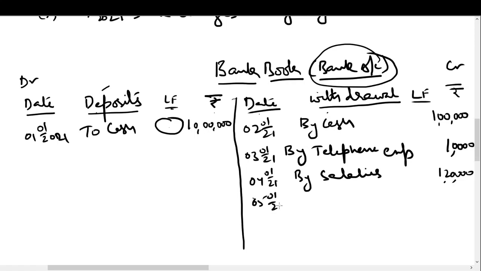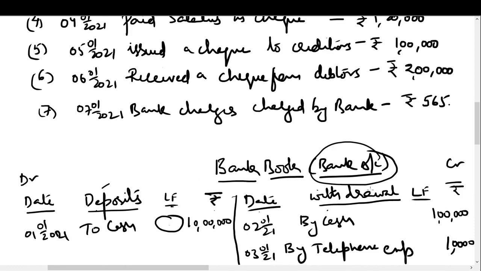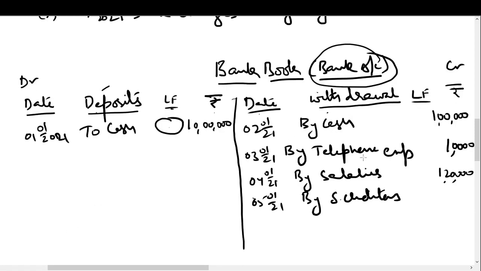So on 5th January 2021, I'll write here by sundry creditors. How much have I made the payment? I have made the payment of rupees 1 lakh. So I'll write here 1 lakh rupees.